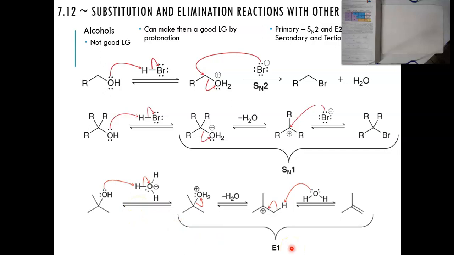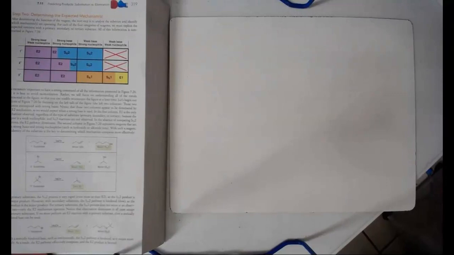Now, what all of these have in common is this step right here. The acid that has been added, hydrobromic acid or sulfuric acid, is protonating that oxygen. Alcohols are not good leaving groups, but water is a good leaving group. So within that first step, we turn it into a water molecule and we've created a good leaving group. So here's our little summary of that.